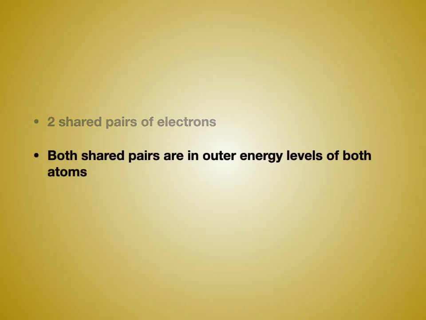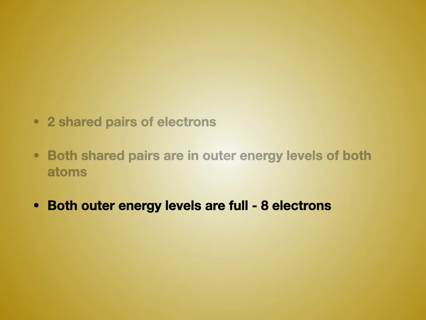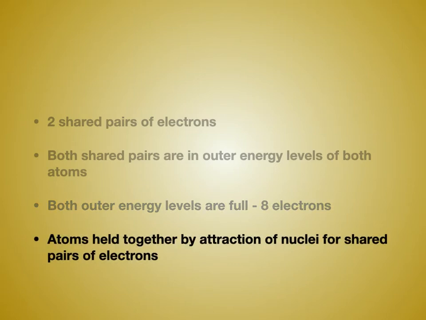As before though, both shared pairs of electrons are in the outer energy levels of both atoms. And once again, both outer energy levels are full with 8 electrons. This is common when bonds form, that they happen in such a way as to give full outer energy levels. And again, the atoms are held together by the force of attraction on the nucleuses by those shared pairs of electrons.